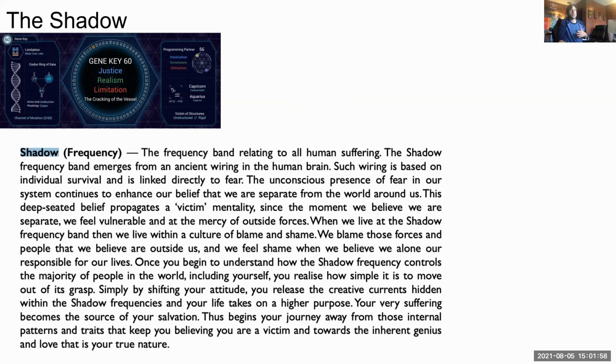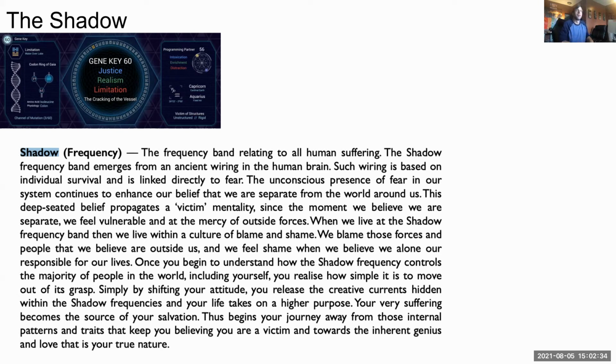So basically, the shadow frequency is this frequency that we become trapped in. And it's due to a lot of things, as Richard alludes to, such as the belief that we are separate from each other, that we're not connected, that we are on our own, so to say. It is responsible for all kinds of blame, shame, and guilt, and all kinds of other negative emotions, such as in Gene Key 60, where limitation is the shadow.